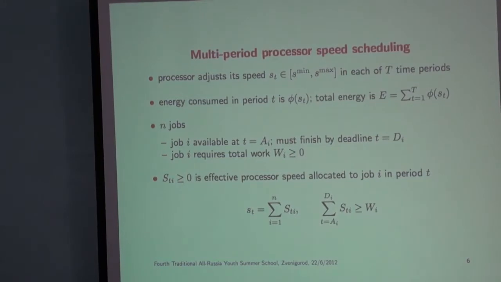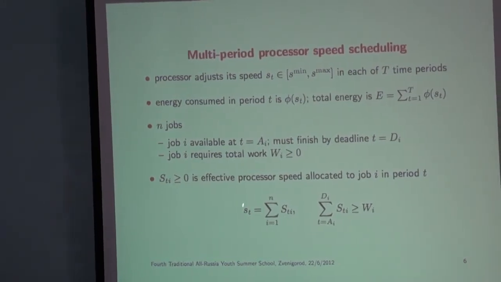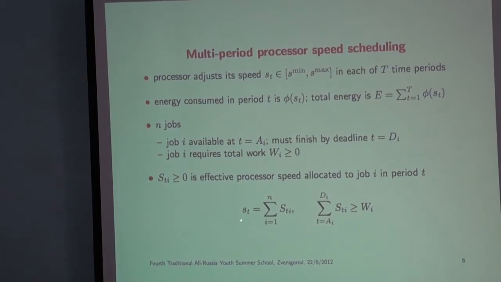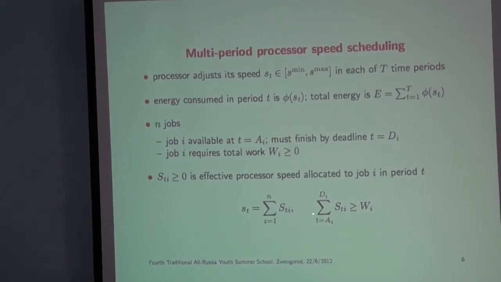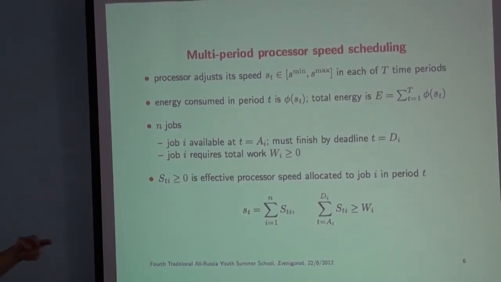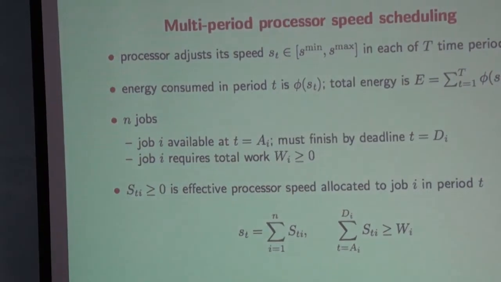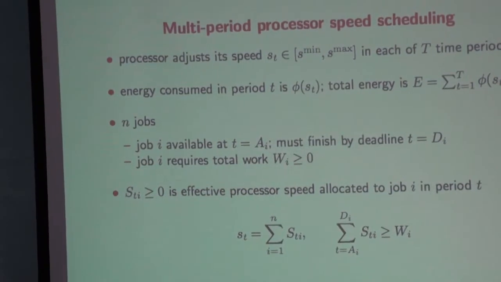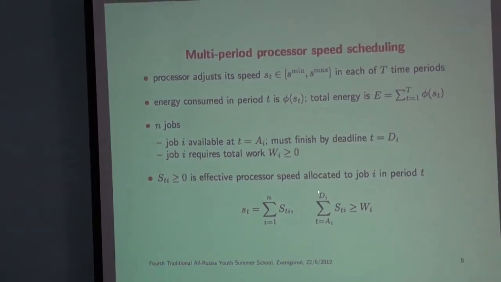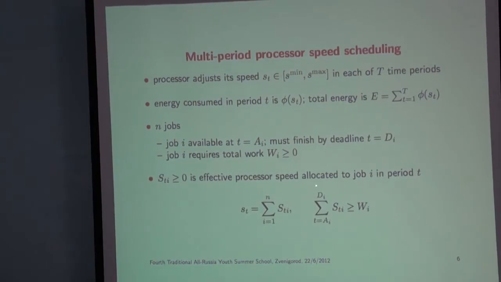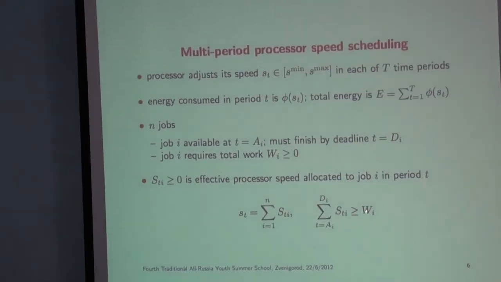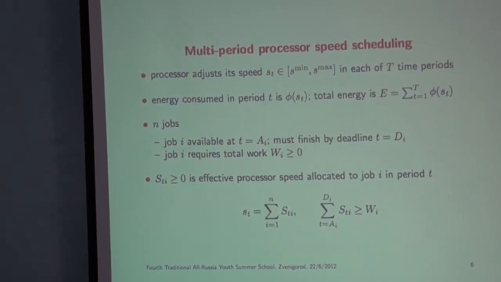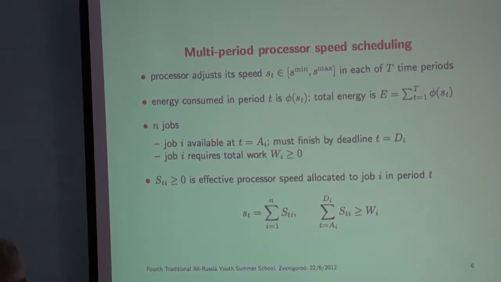Okay. Well, if you sum over the jobs, you get the total speed, that's little s_t. So S is a matrix, right? And you have jobs and you have time. If you sum across jobs, you get the speed of the processor. And if you sum across time in each row, but only where you're allowed to process it, that has to exceed the total work in each job, right? This is just a simple model. This is what it might look like, right? Okay.